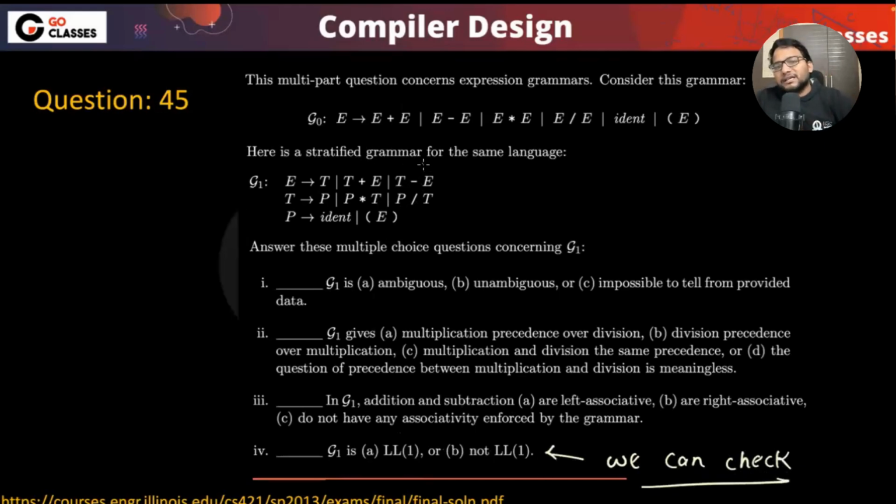Now, since there is no particular algorithm to tell whether it is ambiguous or not, they will not ask in the exam also. Most probably they will not ask in the exam. But can you tell me, using some intuition, if this is ambiguous or not?